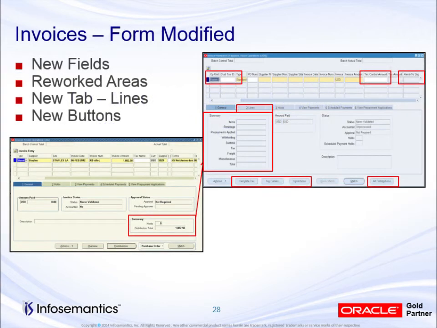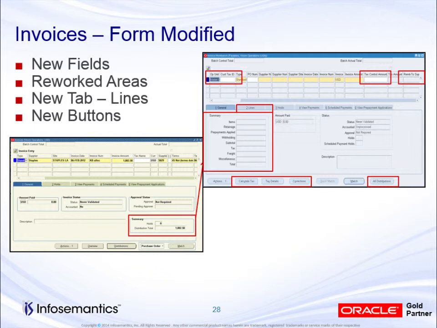The form was modified for a lot of reasons. One, in 11i, you had the invoices, and you had a distribution zone where you enter information about each line on the invoice as well as the accounting. In 12, you now have 3 zones. You have the header, the lines, and then the distributions. The form looks different. You'll see in the summary, you have a lot more information.